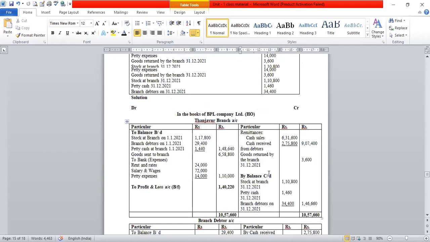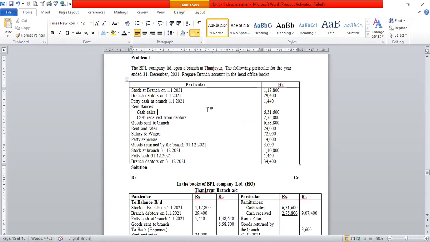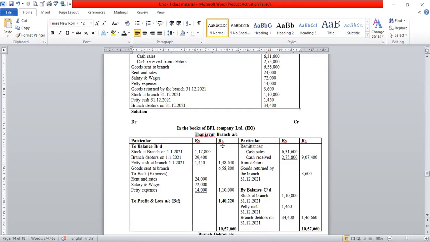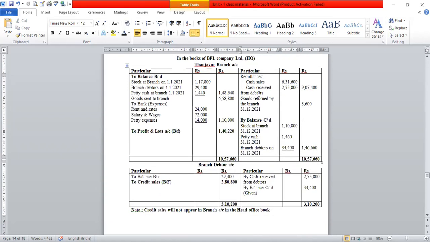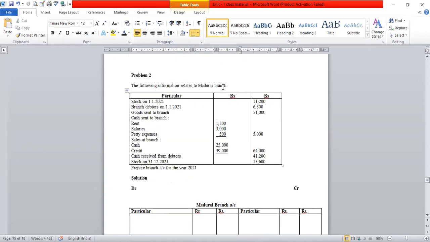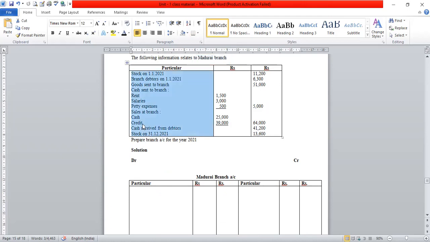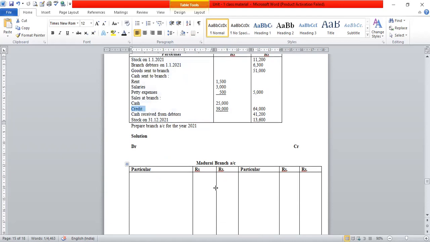Again I am repeating. In the first problem, who is preparing the branch account details? The head office is going to prepare the branch account details. So we should not bring that credit sales value into the ledger. But this one is for the branch account. When they take the details of what has happened and post them in the ledger, the credit sales value should be mentioned. That's all. This is the difference. Okay, ma'am.